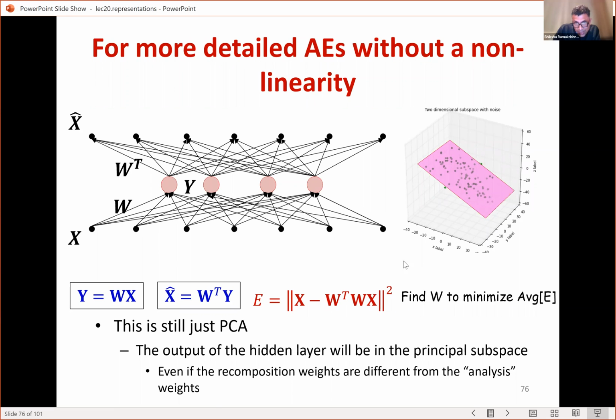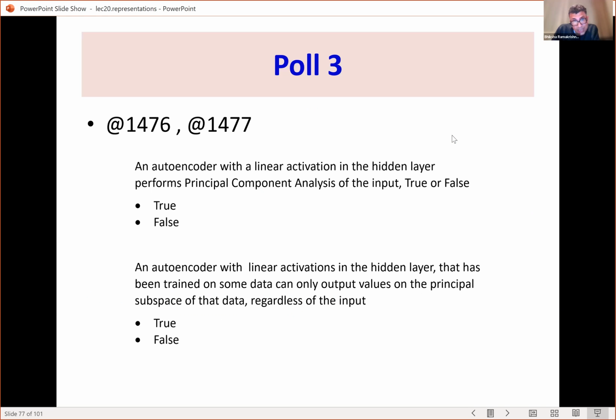And so if I find the W that minimizes the squared error between the reconstruction and the input, this is going to find me the principal subspace for the data. And this is still PCA, right? And the output reconstructions are always going to lie on the principal subspace regardless of the input to the network.